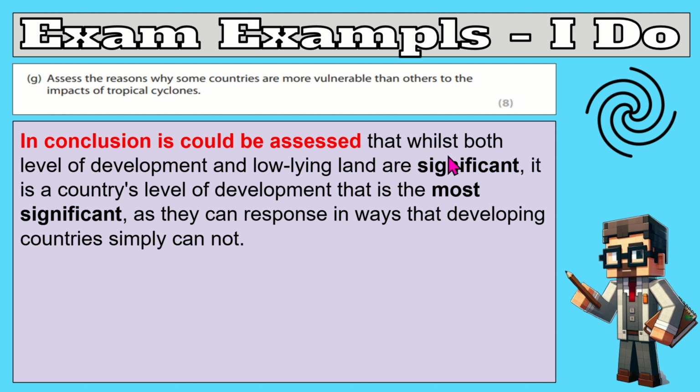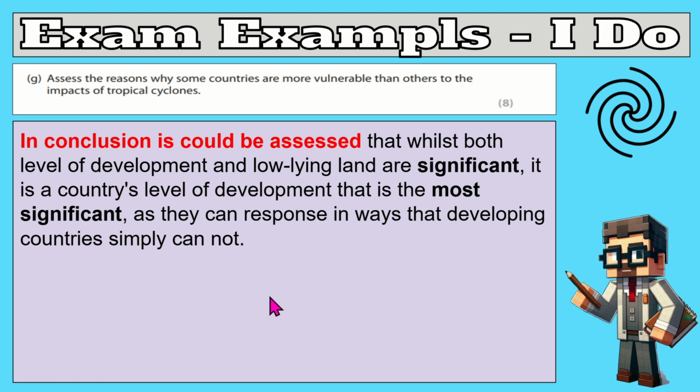So again, I'm ranking them, aren't I? I'm saying both significant, but that level of development is the most significant, as they can respond in ways that developing countries simply cannot. I'm saying money allows more options to respond. Nothing crazy in here, just acknowledging, telling the examiner it's a conclusion and I'm doing some assessment and here are my final judgments. And that's it. To do that in 10 minutes is incredibly difficult, but you've got to fly.